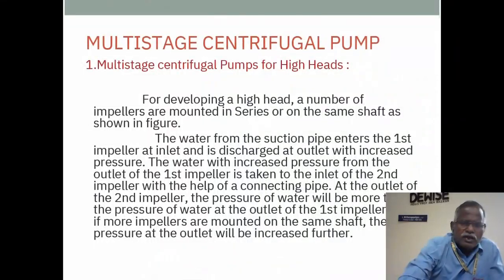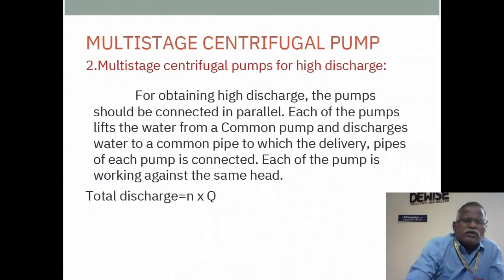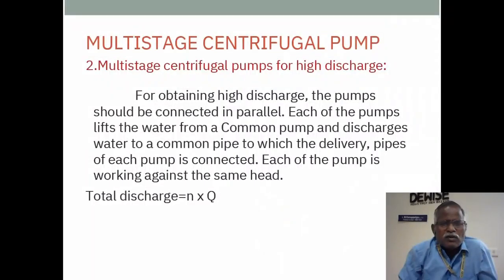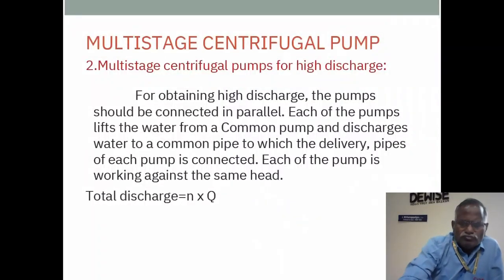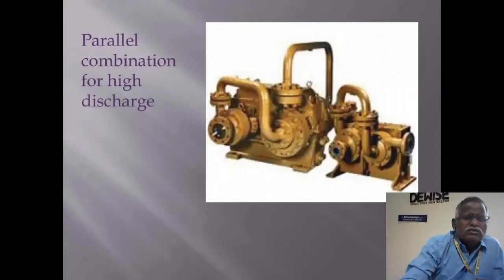Okay, high head. The first impeller and second impeller are connected by the pipe outlet, which increases the flow rate. Multi-stage centrifugal pumps for high discharge: each pump delivers a common discharge, and the total discharge equals N into Q. This is a parallel combination for high discharge. You see in the figure, two pumps are connected in parallel.